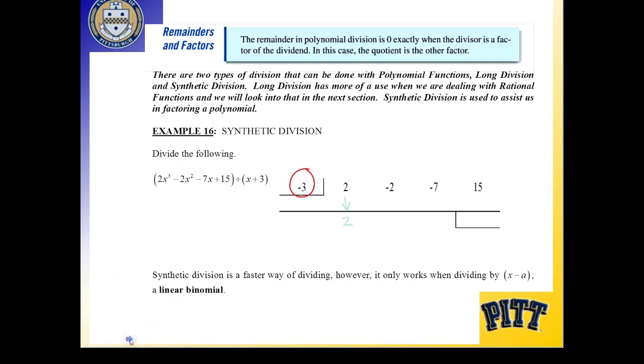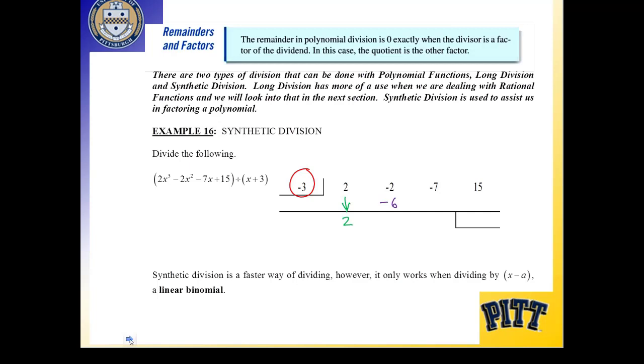I first bring down the first number. When I have a number appear below this line, I'm going to multiply that by the negative 3, or whatever is in that area where my divisor is, and I multiply them together, and I put that number underneath the next number. And here's another fundamental difference between synthetic division and what you're used to doing with regular long division.